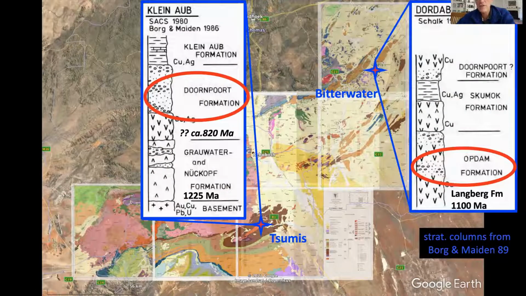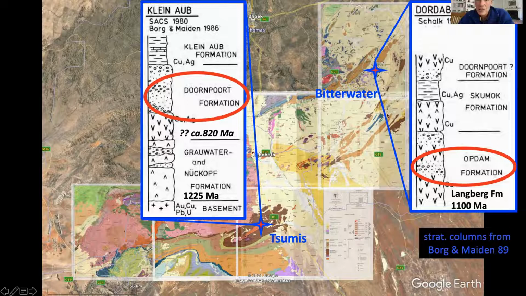Stratigraphy of these two areas was worked out at least as far back as the 1980s, where we have a bimodal volcanic association in both areas, overlain by red beds with subordinate volcanics. Our samples come from that volcanic association in the Bitterwater area and from the overlying red beds in the Tsumis area. The age constraints for these two successions are in various stages of publication.